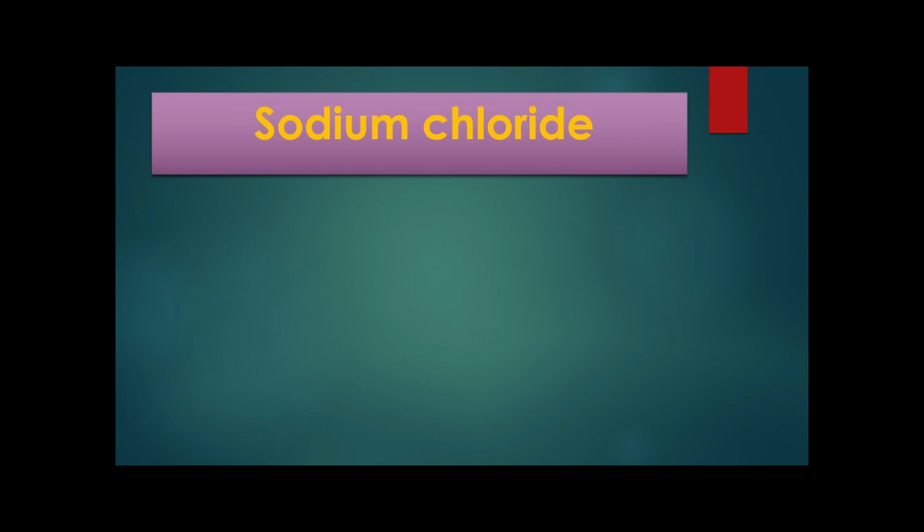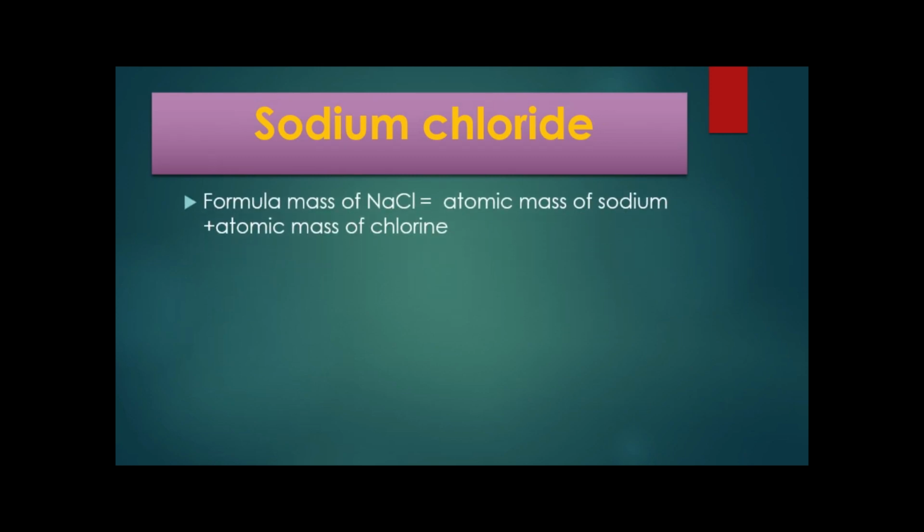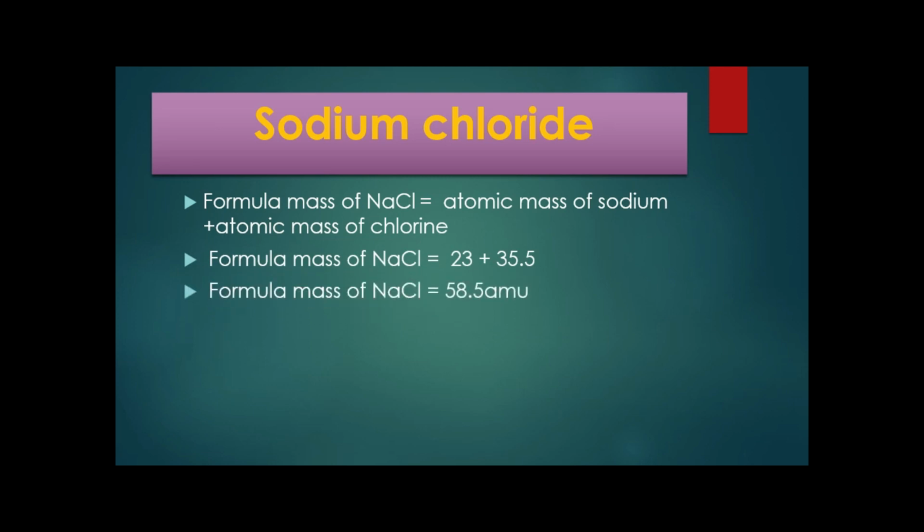Let's take an example of sodium chloride. Formula mass of sodium chloride: atomic mass of sodium plus atomic mass of chlorine. After putting their atomic mass values, we get the final formula mass of sodium chloride is 58.5 AMU. Therefore, the gram formula mass of NaCl is 58.5 grams. So both values are the same, only the difference is in the unit.